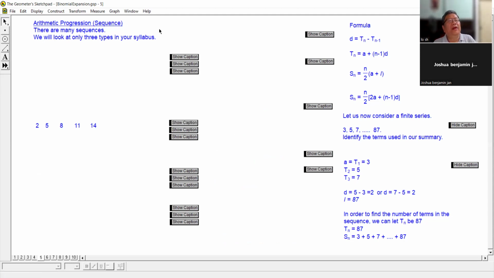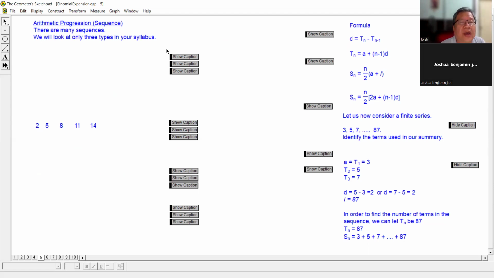So we are going to look at a sequence. This particular sequence that we're going to study today is called the arithmetic sequence or the arithmetic progression, right? Now, actually, there are many types of sequence. I looked through your syllabus, only 3 types that you learn. So I'm going to go through each of the 3 types of sequence for you, right?